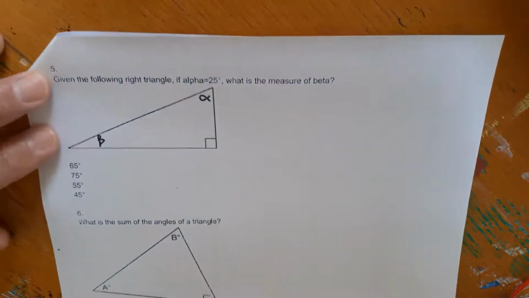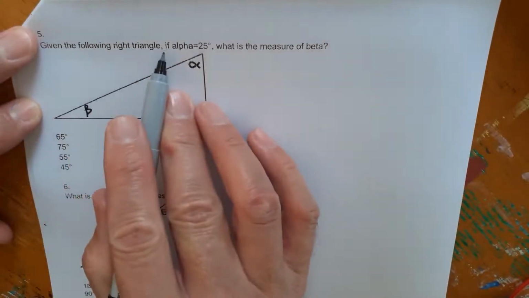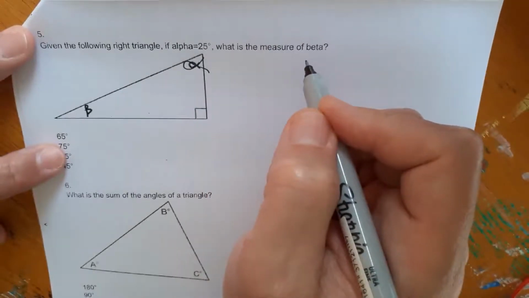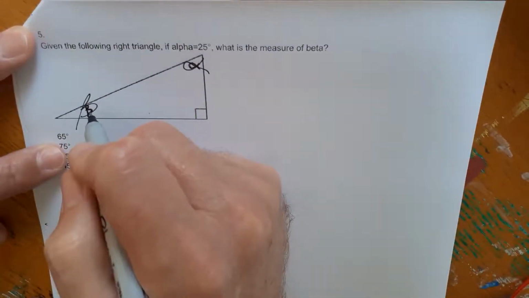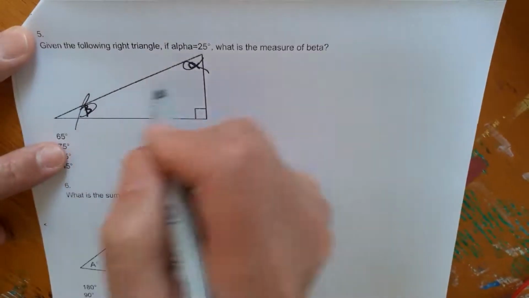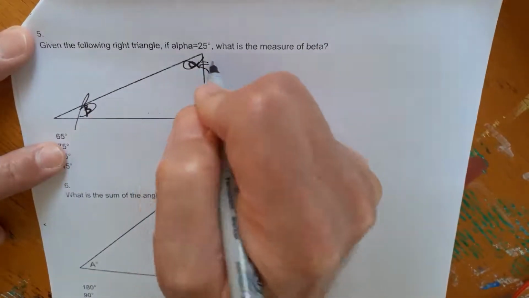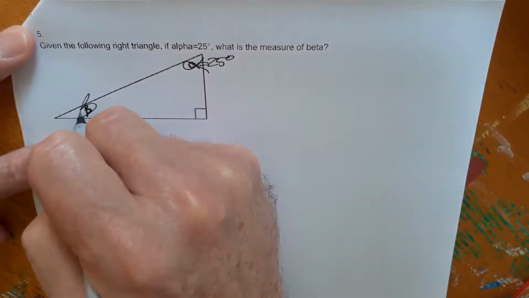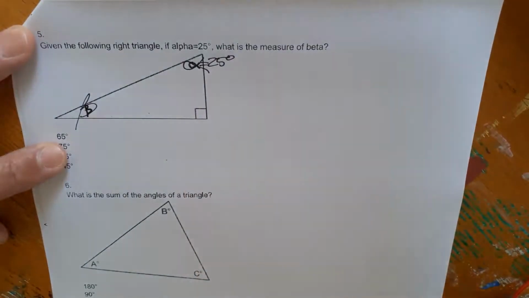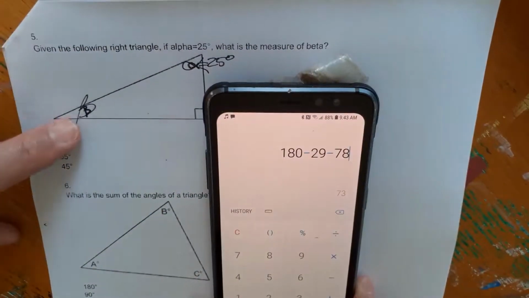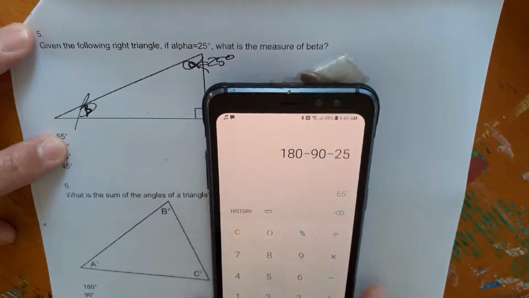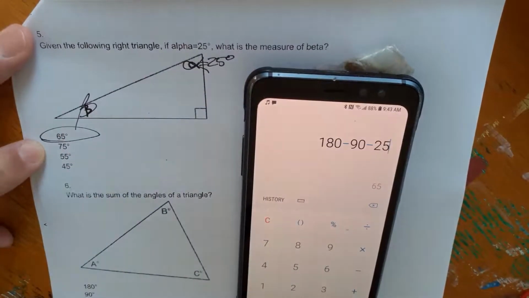All right, let's see what else. Given the following right triangle, if alpha is 25, so alpha is this one, right? And you should know this from prior lessons too in this class. This is beta down here. Alpha and beta are Greek letters that we use as variables for angles in a triangle. This one they're saying equals 25 degrees. Well, the sum of the angles of a triangle is 180. 180 minus 25 minus 90 is going to give us beta, that angle right here. So we're going to go 180 minus 90 minus 25. 65 degrees.